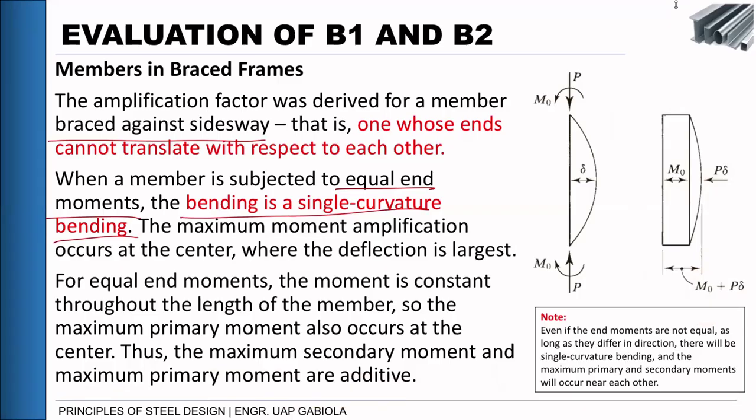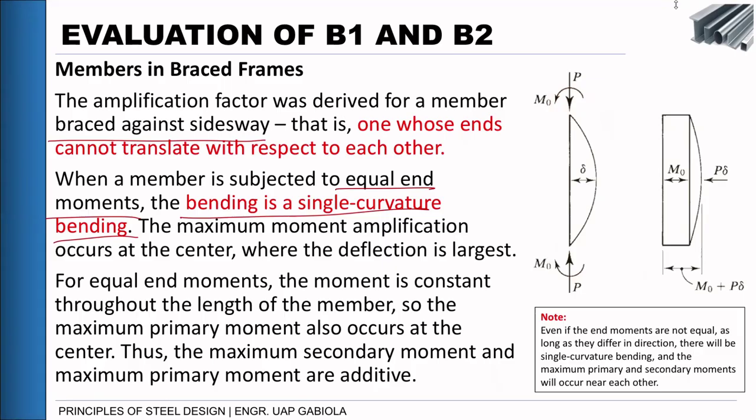So there's a note here na even if the end moments are not equal, so ibig sabihin, may pwede mas malaki yung nasa applied sa taas compared dun sa applied at the bottom. As long as they differ in direction, there will be single curvature bending, and the maximum primary and secondary moments will occur right next to each other. Okay? So, yun yung pag single curvature siya.